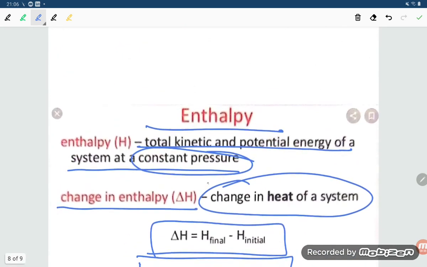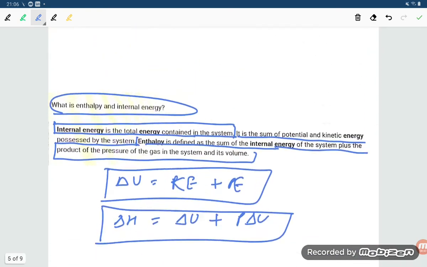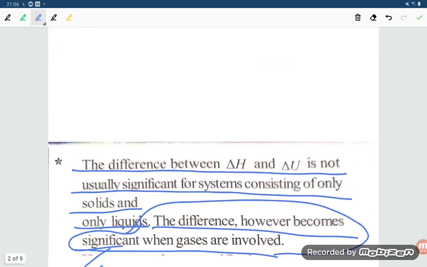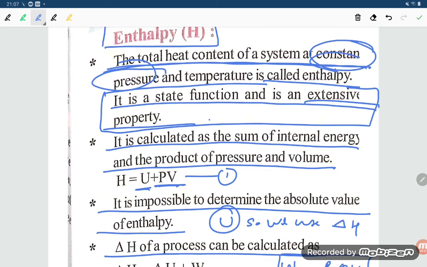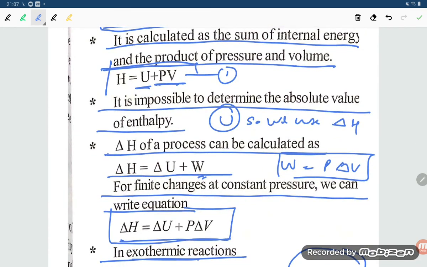So this is all about enthalpy. In basic terms, enthalpy is the total heat content at constant pressure. Here the pressure will be constant, and it is the total heat content. Mathematically, the enthalpy change is the change in internal energy plus pressure-volume work. So delta H is equal to delta U plus W, or delta H is equal to delta U plus P delta V. You have to keep these things in mind while solving problems.